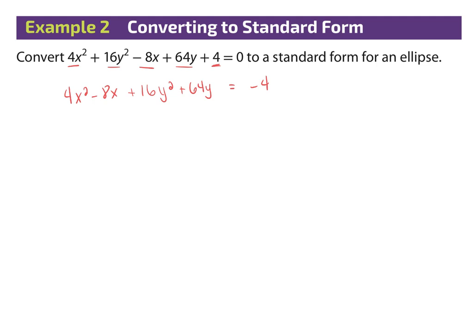And I am going to do completing the square for both sets. I am going to group these and group these, pull out my leading coefficient here. Leave some room. Pull out my leading coefficient here. And we will leave some room there, and that equals -4.